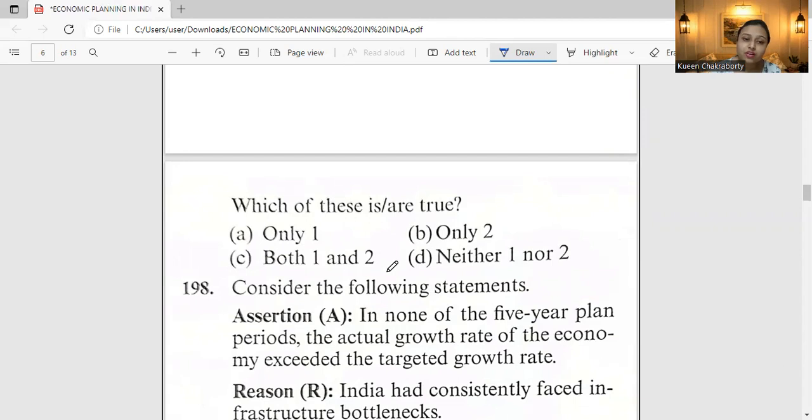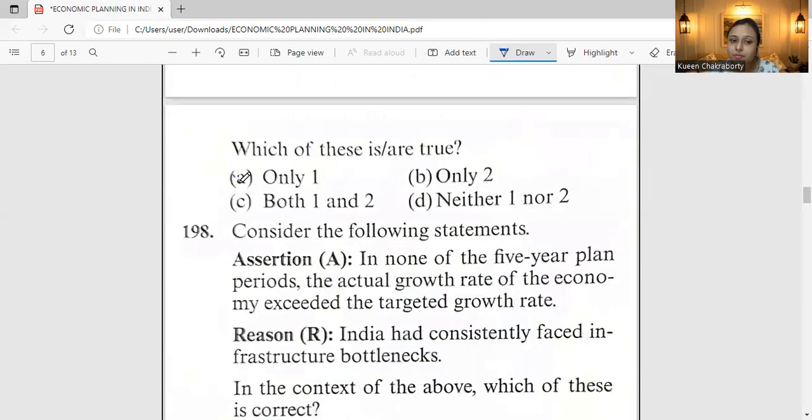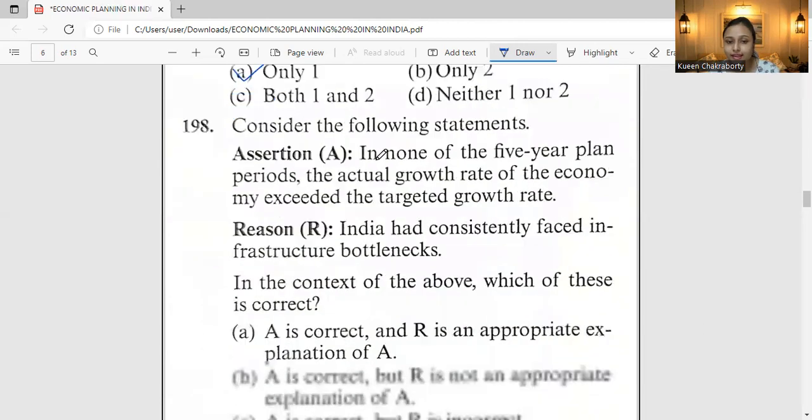Fiscal consolidation was a top priority from the 9th plan onwards, which was also the period following the economic reforms. Not only governance, but also growth with equality was considered one of the very important factors of development from the 10th plan onwards. So going by this answer, option number one is correct. That is, only one is correct. Right? Governance was considered as a factor of development only from the 10th plan onwards. So our option number A is correct. That is only one. Moving on to question number 198.